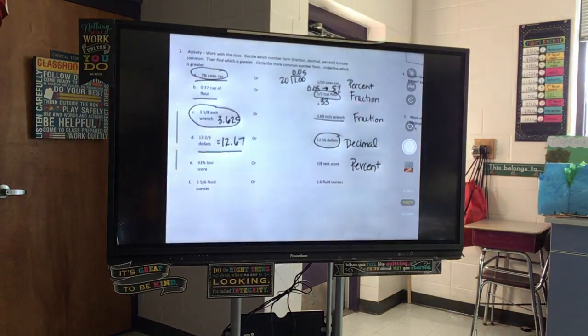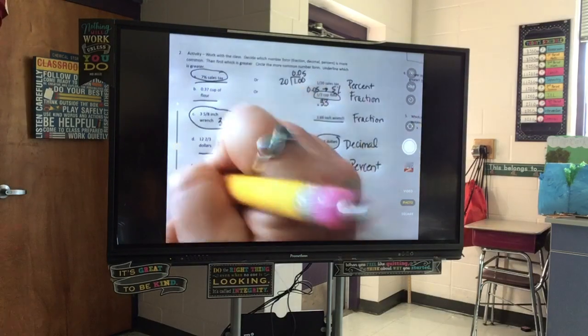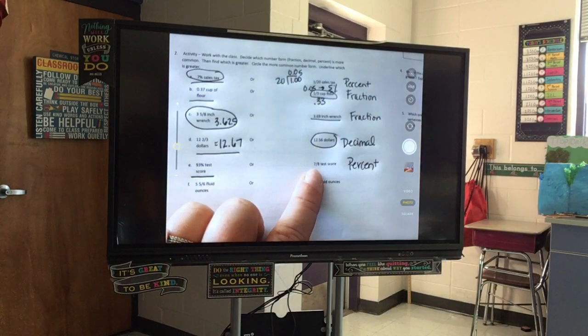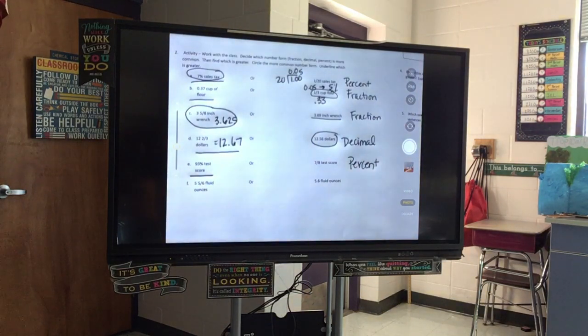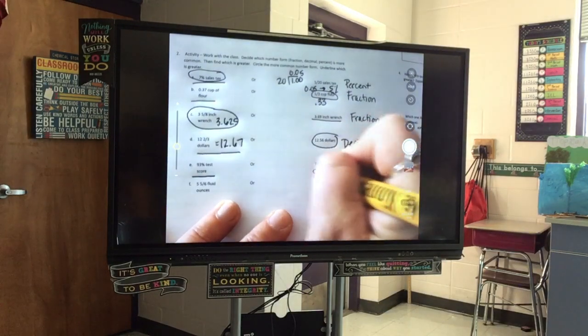All right, and then which one is greater? Who's greater? Callie? 93% was greater. Okay, so then what was 7/8 when you did your work to get it to a percent? Not 87. Not 85%. Alex? 87.5%.